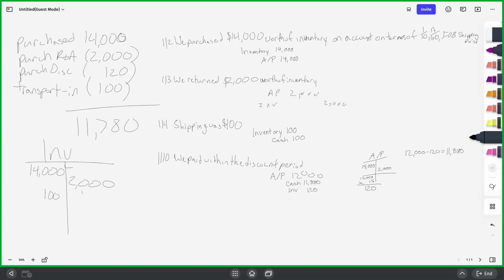But wait, why do we subtract transportation? We don't. That was me just going with the flow. We don't. This is slightly wrong. For a second I was like, wait, so FOB does that? Okay.